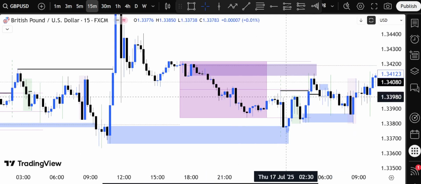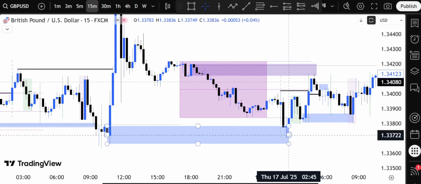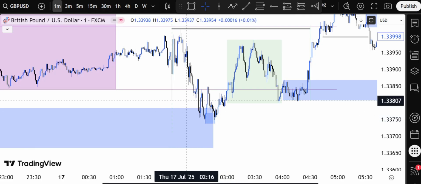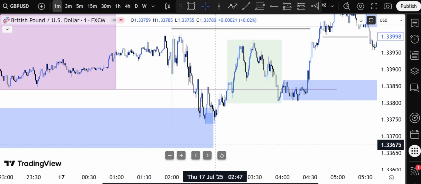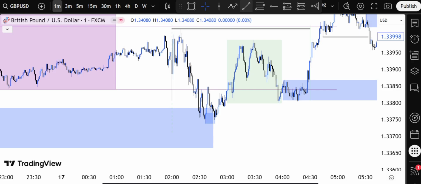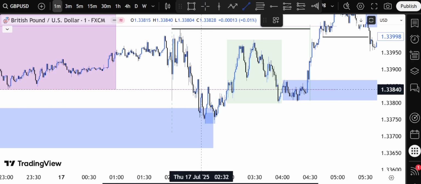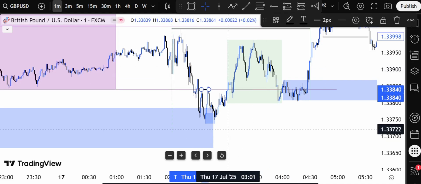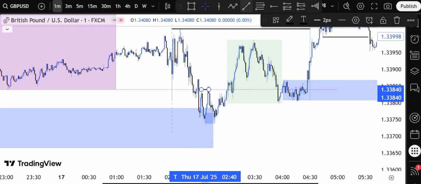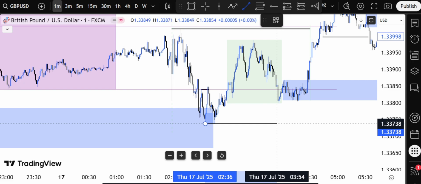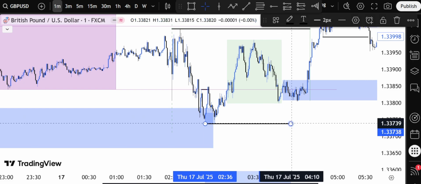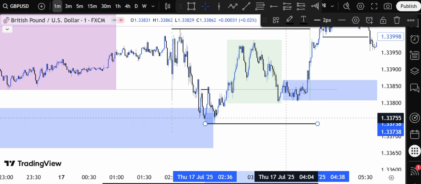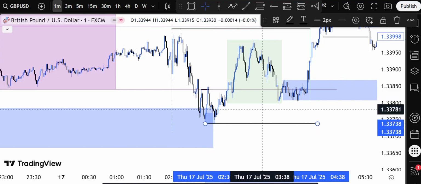Let's go to 1 minute. I will show you why I did not enter any of this. As you can see on 1 minute Thursday, this demand was mitigated before London open. We had here our first charge. Price came back and mitigated before London open. Price then went up. I was expecting this swing low to be used as a liquidity sweep. My thought process was that price would come back and take this low, but it didn't.